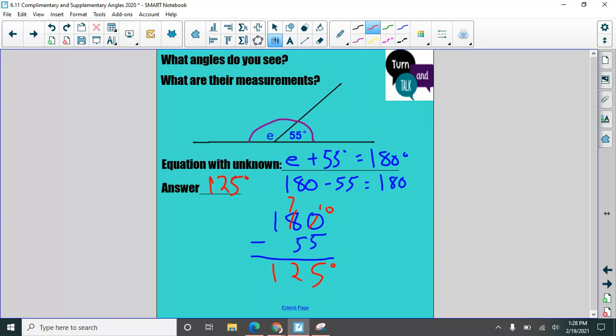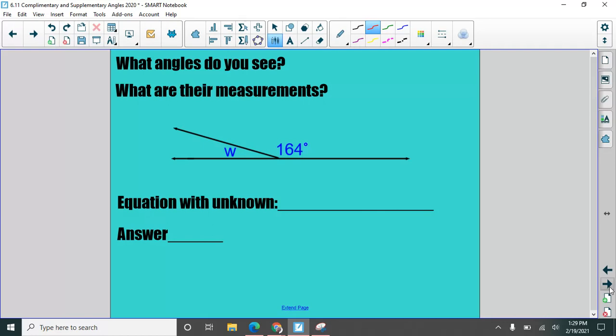All right, these are supplementary angles. Let's let you do this one. Go ahead. Okay, we would have W plus 164 equals 180, or you could do the subtraction. If you figured that out correctly, you have an angle measurement of 16. If you have 24, then that means that you tried to subtract sideways. Don't try to subtract sideways. It gets the answers wrong.